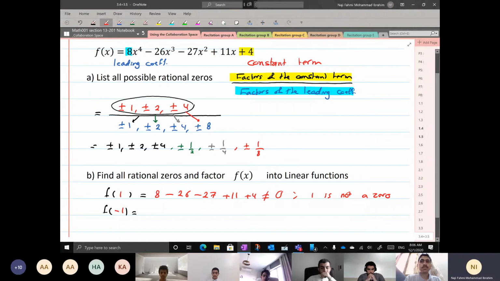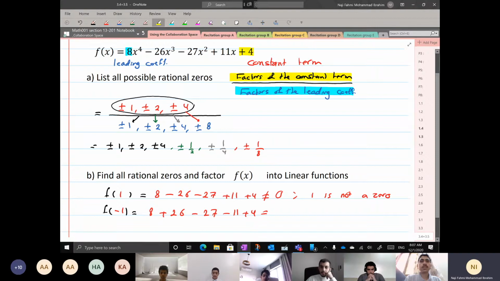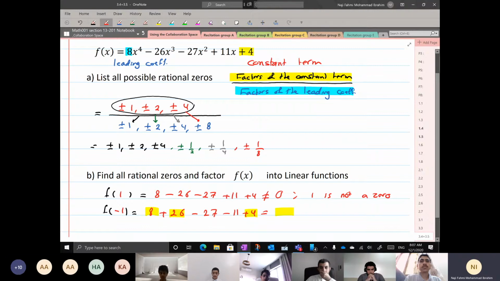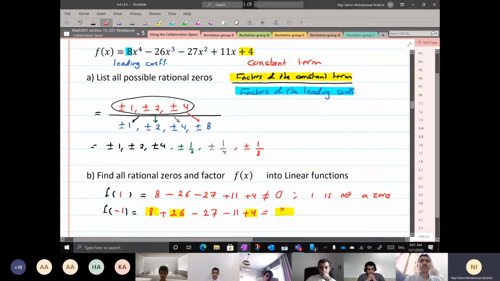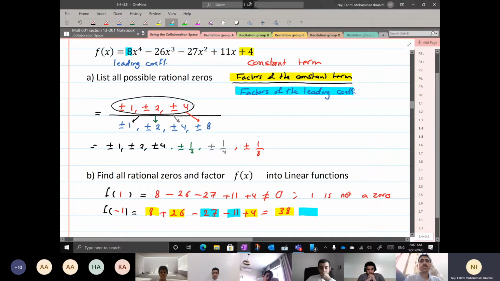Negative 1. Substitute -1 in the function. We'll have 8 plus 26 minus 27 minus 11 plus 4. Let's add the positive numbers now. These are the positive numbers. Add the positives alone. What's the sum of the positives? 8 plus 26 is 34, plus 4 is 38. Add the negatives together. These negatives, if we add them, what do we get? Negative 38.